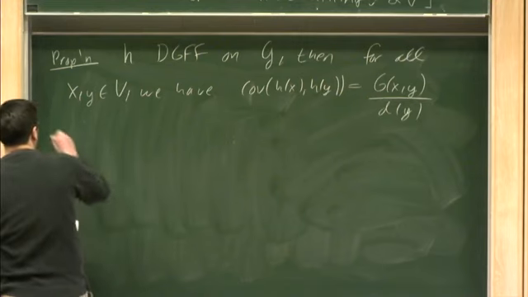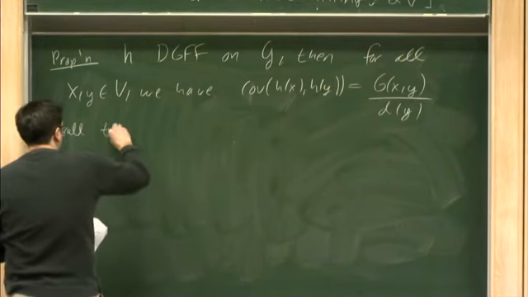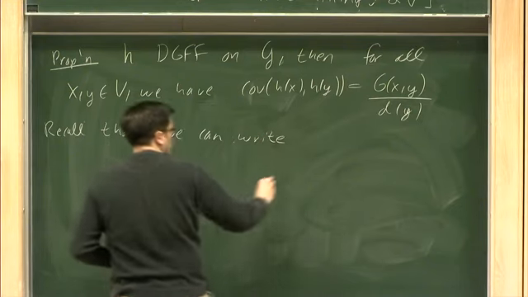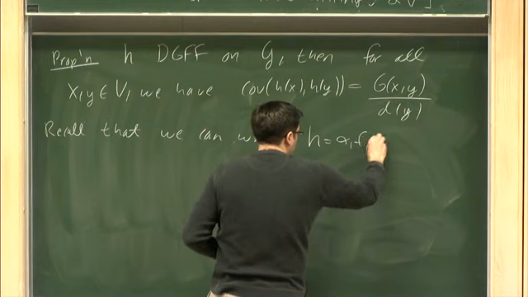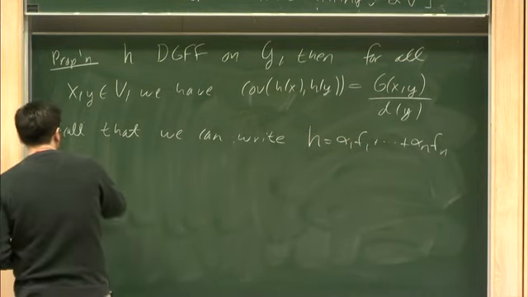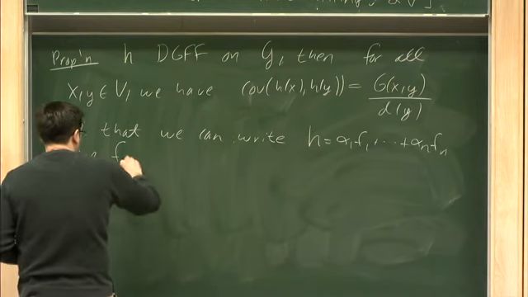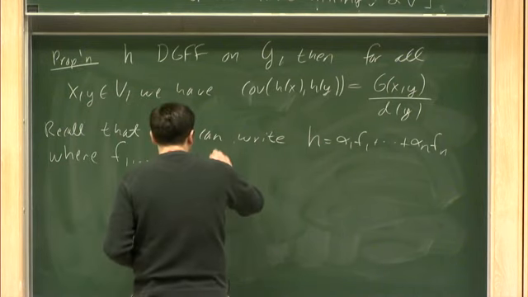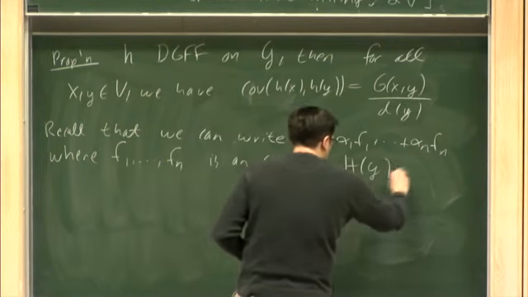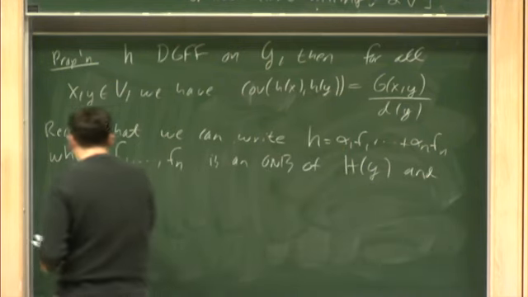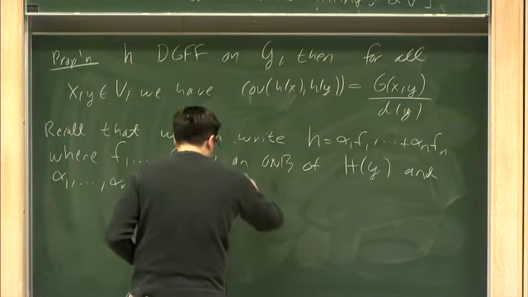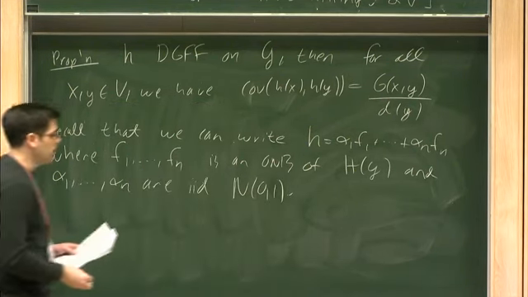So, let me just remind you that we can write h as this random linear combination of an orthonormal basis of our Hilbert space, h of g, and the alpha i's are going to be IID normal 0, 1. Okay, so this was from the very beginning.